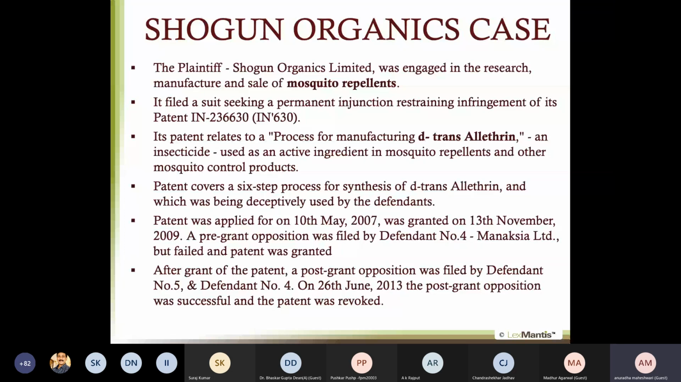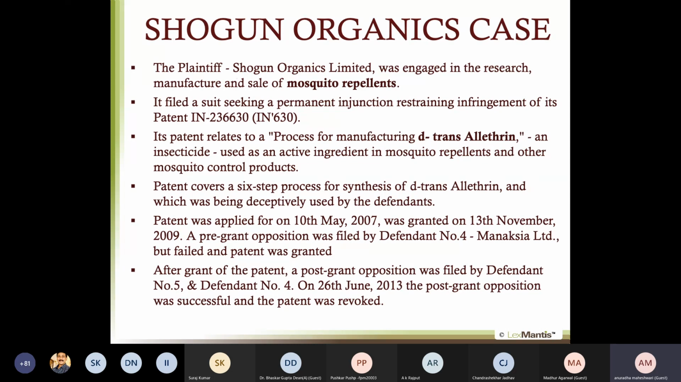The patent that Shogun applied for was on 10th May 2007. So many things happened with this particular company. They were granted a patent on 13th November. Now, this particular competitor who actually copied this patent, a company called Manaxia, before the patent was granted had already filed what is called a pre-grant opposition, challenging the grant of the patent to this company. That opposition was heard, and the patent office felt that the opposition was not correct, and they granted this patent to Shogun on 13th November.